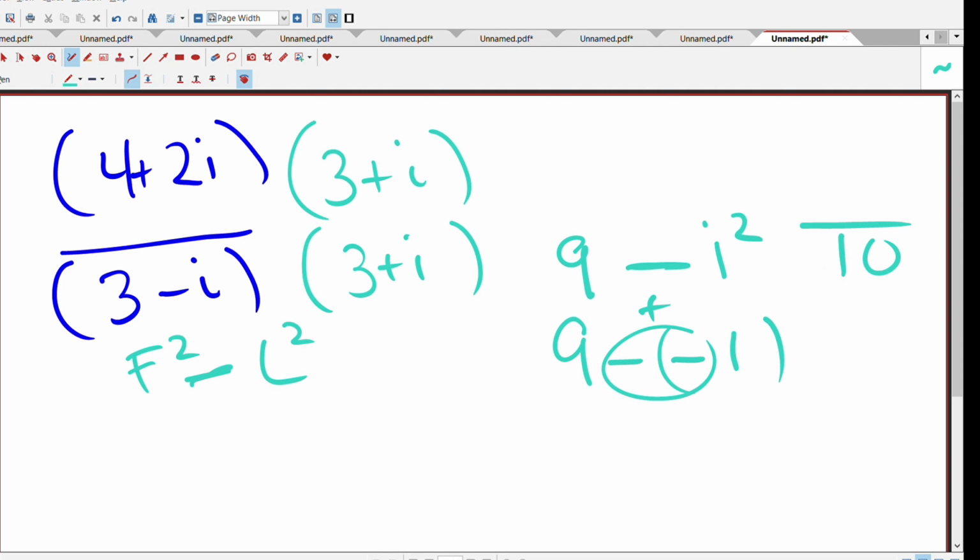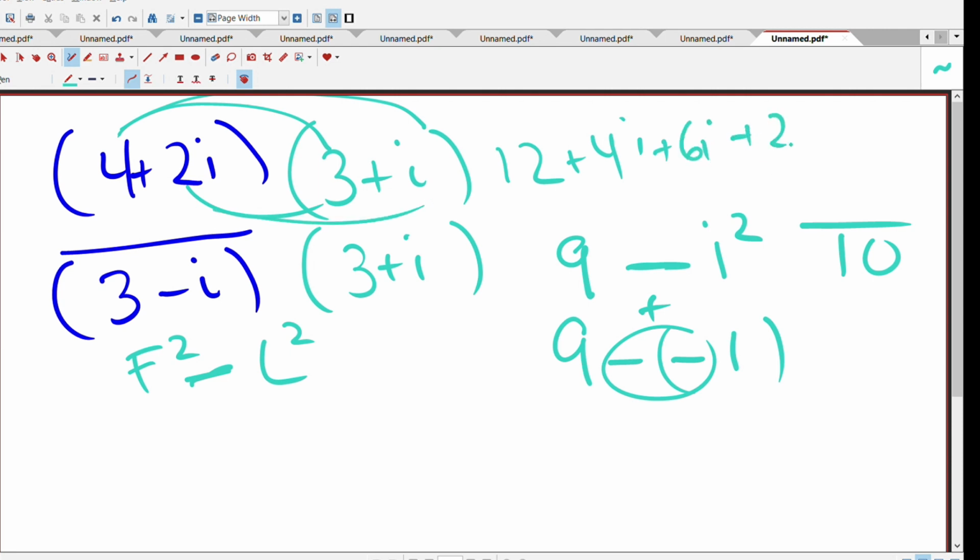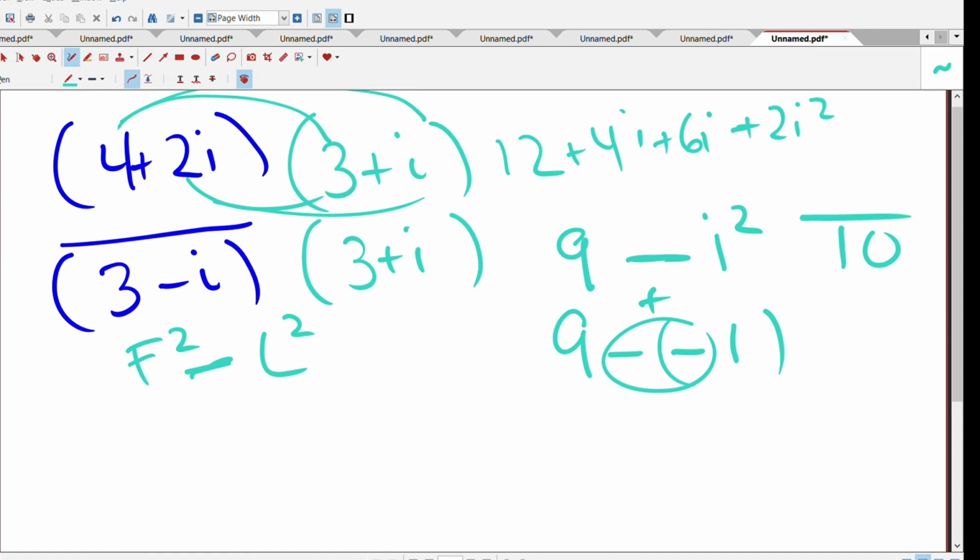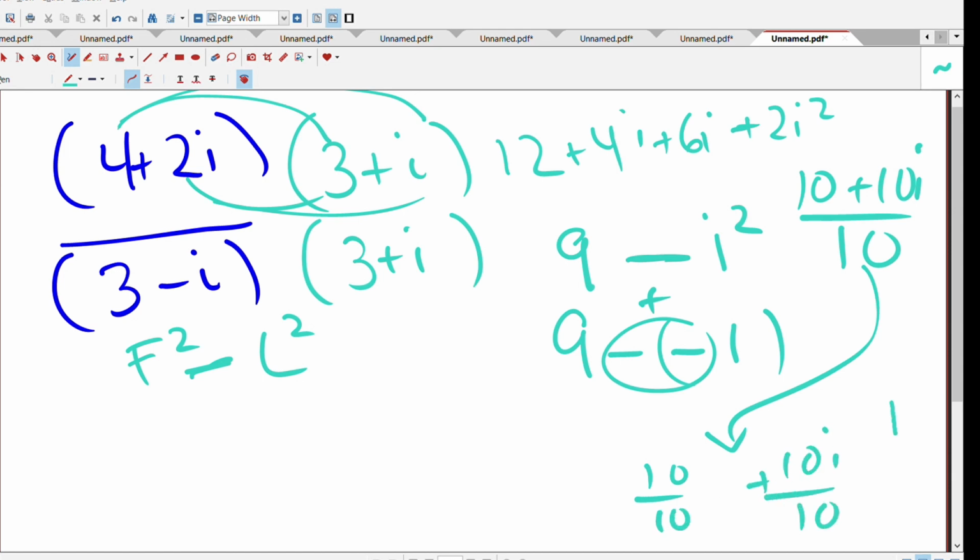I like to do the bottom first. Now the top, I got to FOIL it. First is 12. Outer is 4i. Inner is 6i. And last is 2i squared, which becomes -2 because of that i squared. So 12 minus 2 is 10. And then 4i and 6i is 10i. And they're both divisible. You know, if I want, I could say 10 over 10 plus 10i over 10. So it ends up becoming 1 plus i.